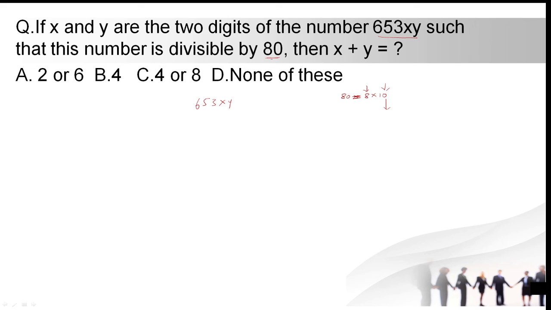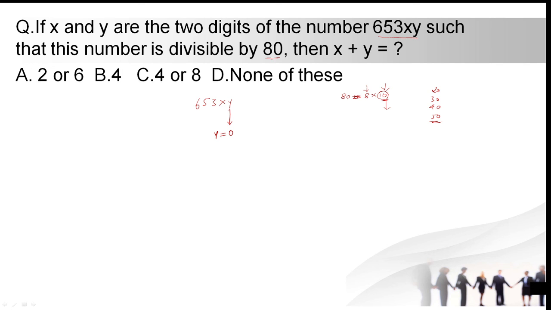The last digit must be 0, or the last 2 digits are multiples of 10, like 20, 30, 40, 50. So like that. Now from the rule of 10, we can say the last digit must be 0, which means the y value becomes 0.